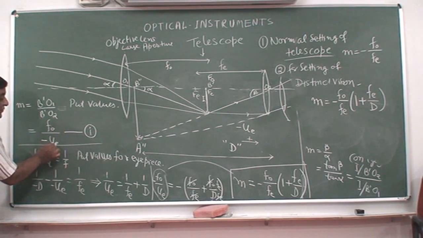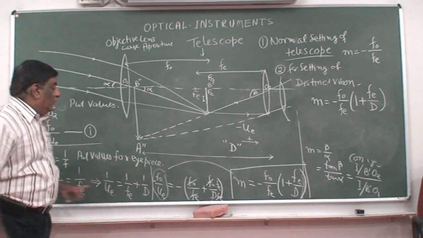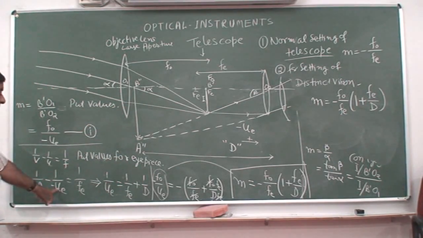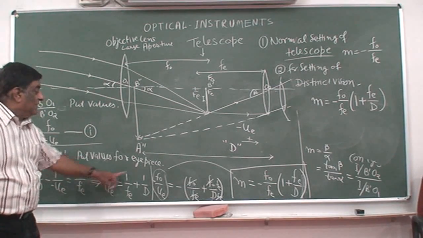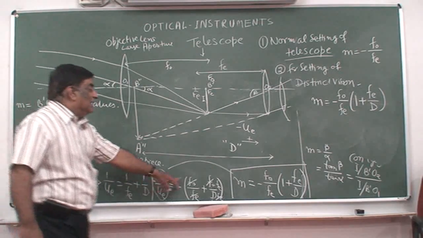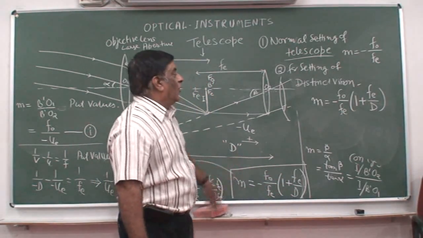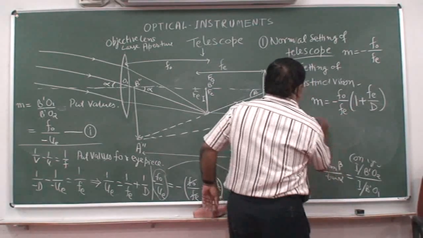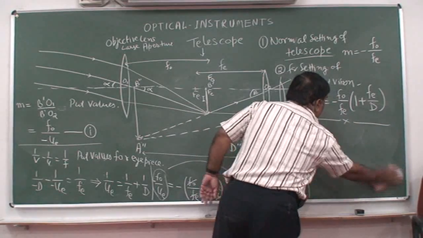Now again, for 1 upon UE, go for this formula. Which one? 1 upon V minus 1 upon U is equal to 1 upon F. This is for eyepiece. Okay. So remember these steps. This will be here 1 upon UE, isolate it. Then multiply this with FO so that you get the expression for magnification. This you will get here, and this will come to this expression. FE will be here, D will be here, no problem. So this is magnification. Okay, this is done.